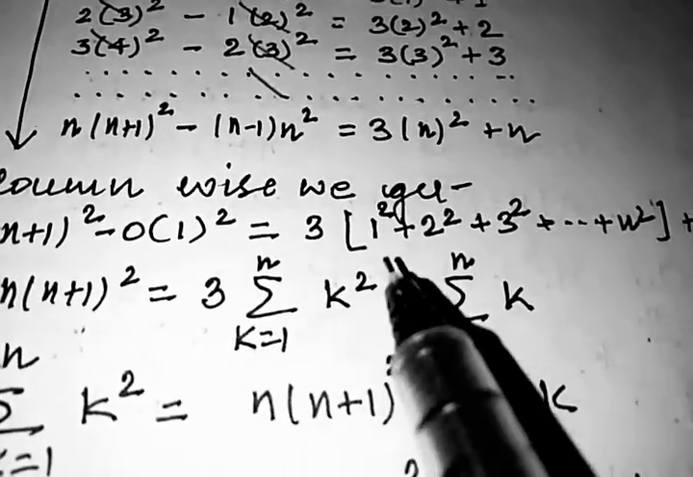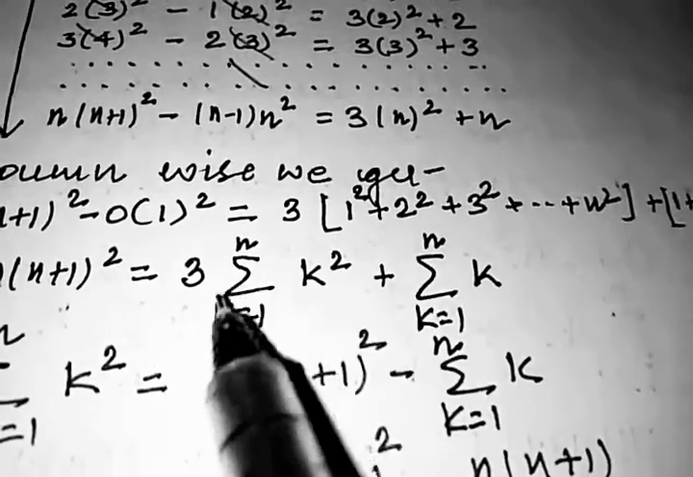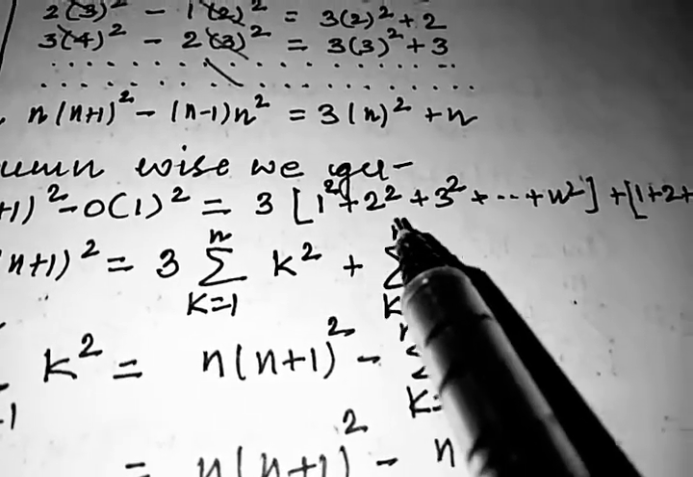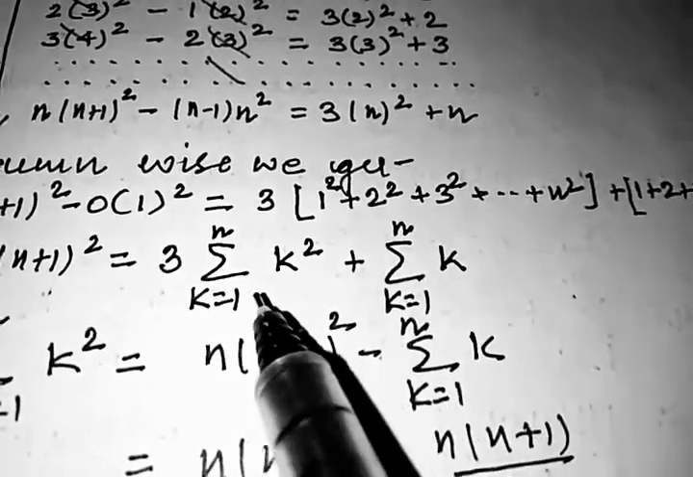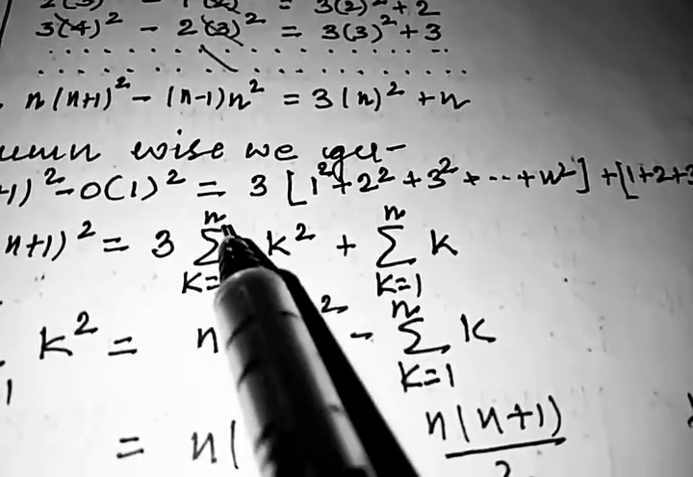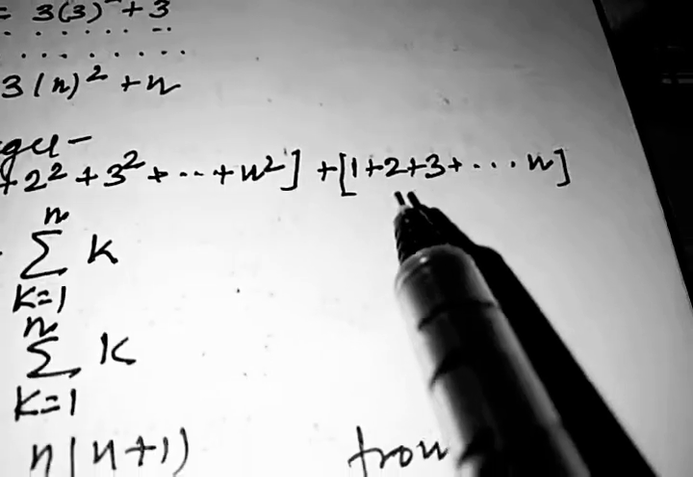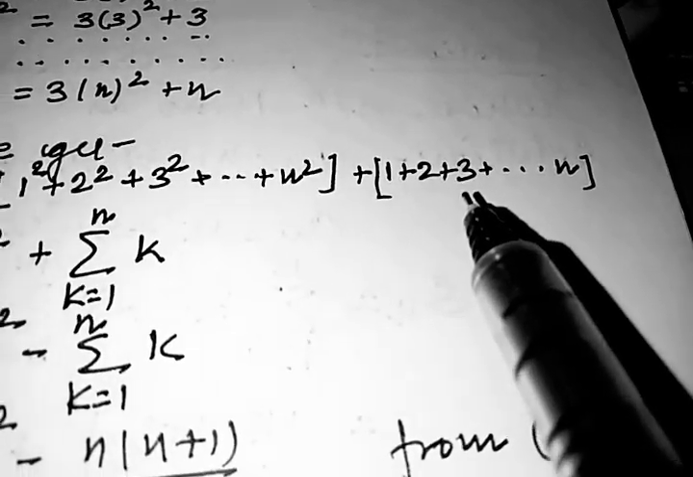So this we will write 3 outside, and this will be sigma k square, k is equal to 1 to n. Then this will be written as sigma k, as we have done above.